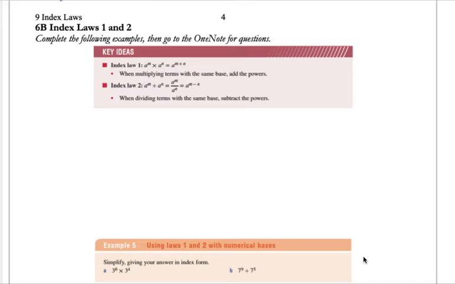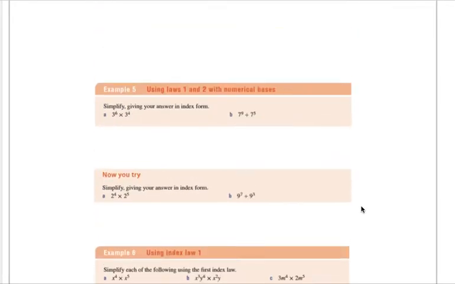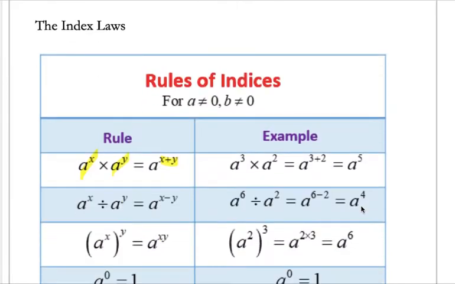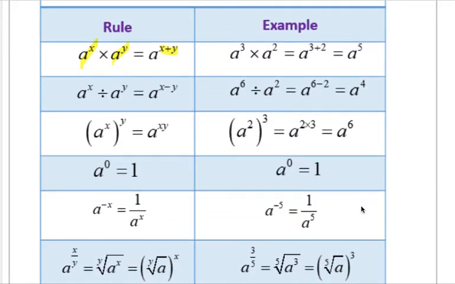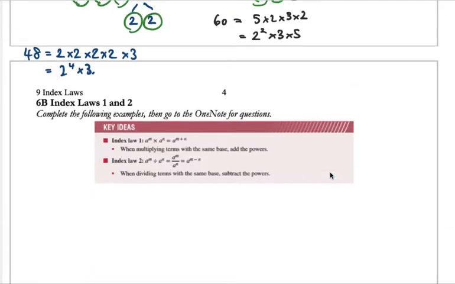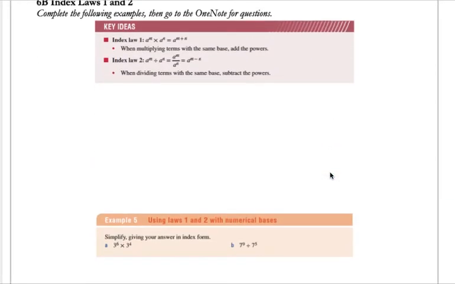6b, which is index laws 1 and 2. Now you may remember from the start of this video, we've got all our index laws up here. So you can actually go up to these and you can go, this is index law 1 and this is 2, because that's what we're going to be learning today. So let's get started.